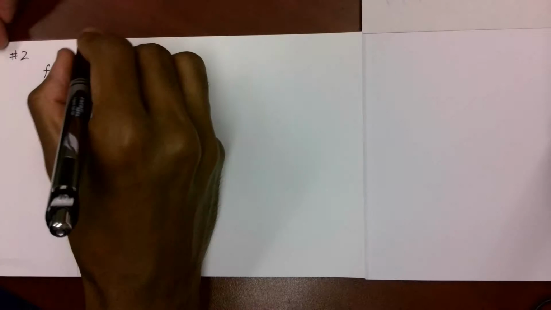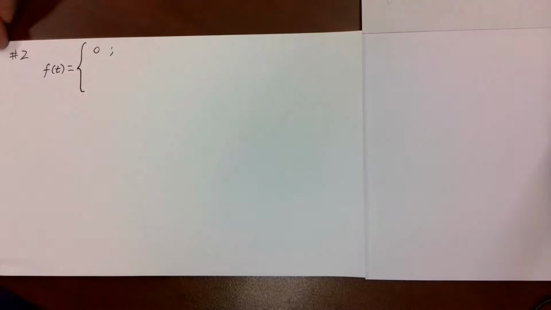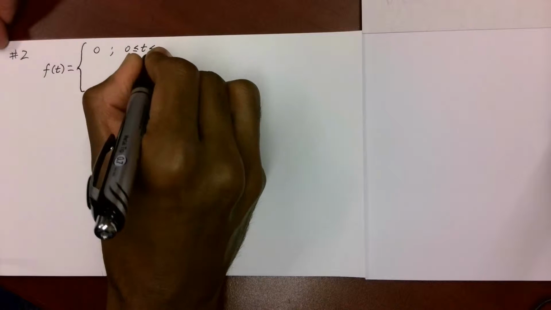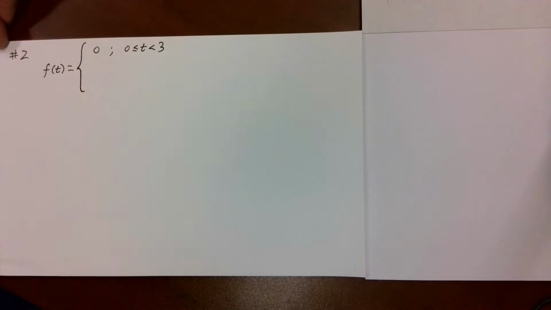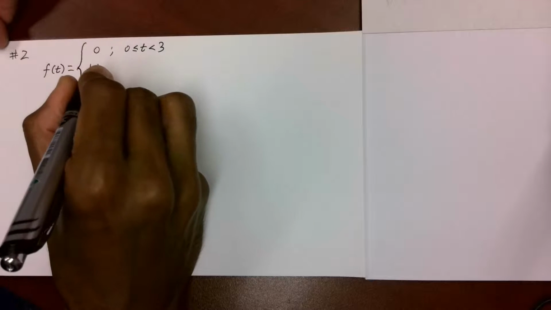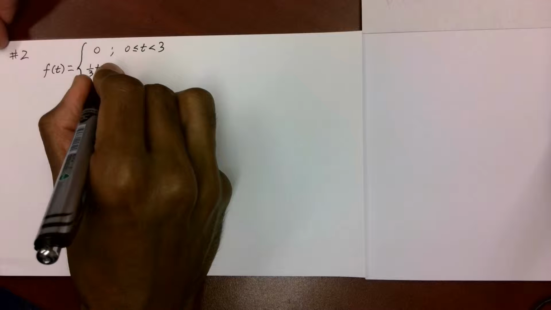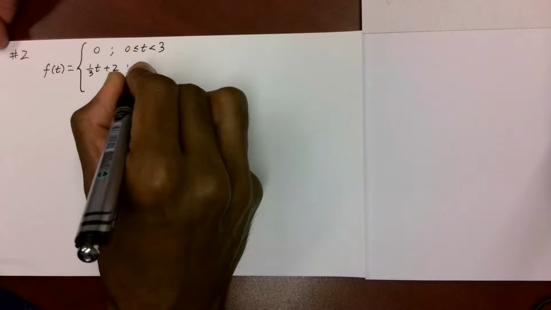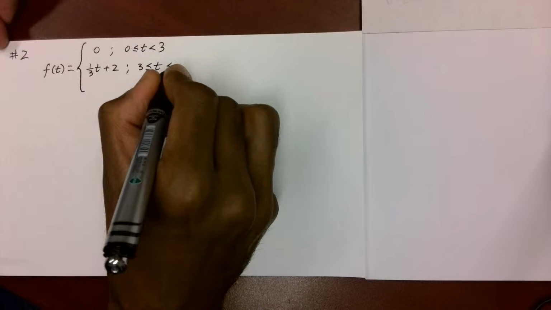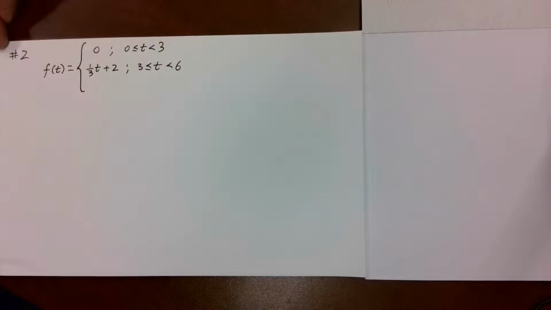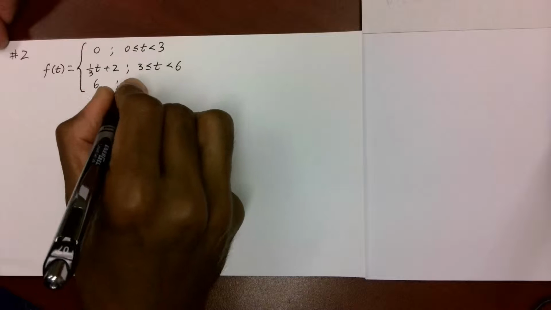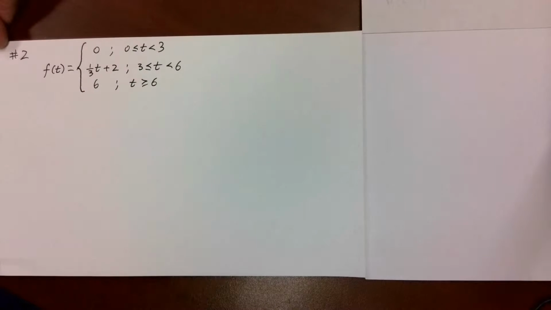So the function is either 0 on the domain 0 to 3. It is 1 over 3t plus 2 on the domain 3 to 6, and it is 6 on the domain 6 to infinity.